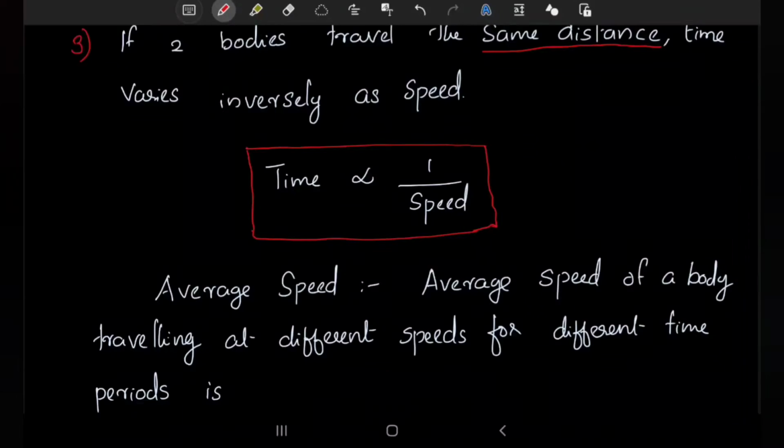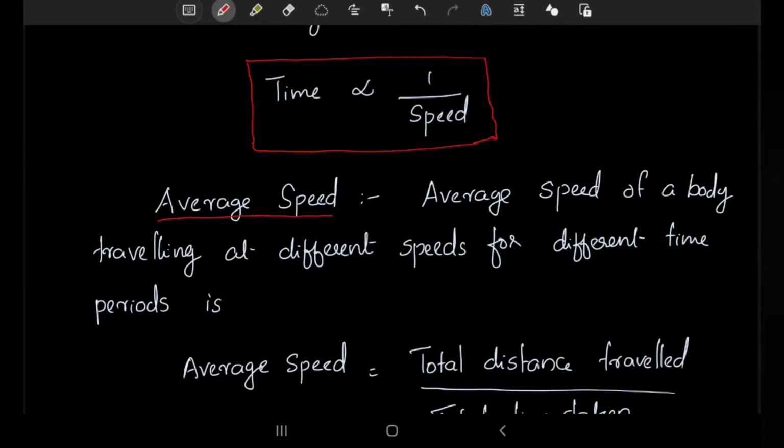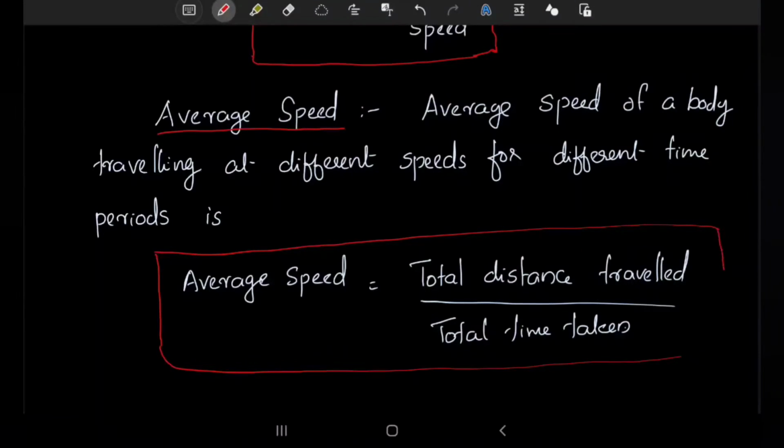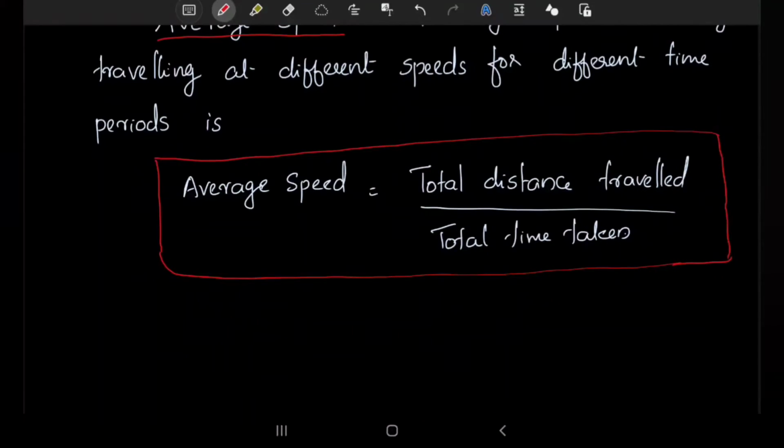What is average speed? If an object travels with different speeds in different time periods, changing its speed in different intervals of time, we can find the average speed. The average speed is equal to the total distance covered divided by the total time taken. This is the average speed.